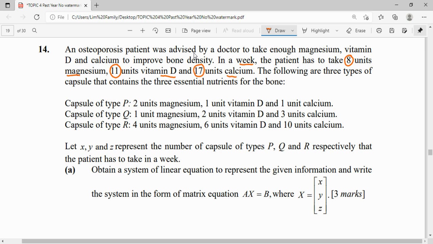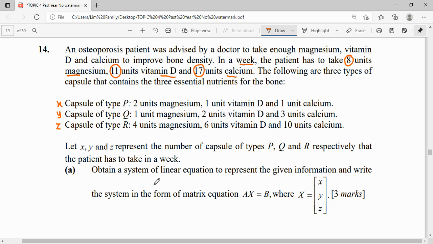So for these three types of capsule, P, Q, R, they have different portions of these elements. So it has 2 units magnesium, 1 unit vitamin, and then 1 unit calcium. And they said let X, Y, Z represent these capsules. So this is X, this is Y, this is Z. Different capsules have different portions, but for a week, the patient must take up to these units.